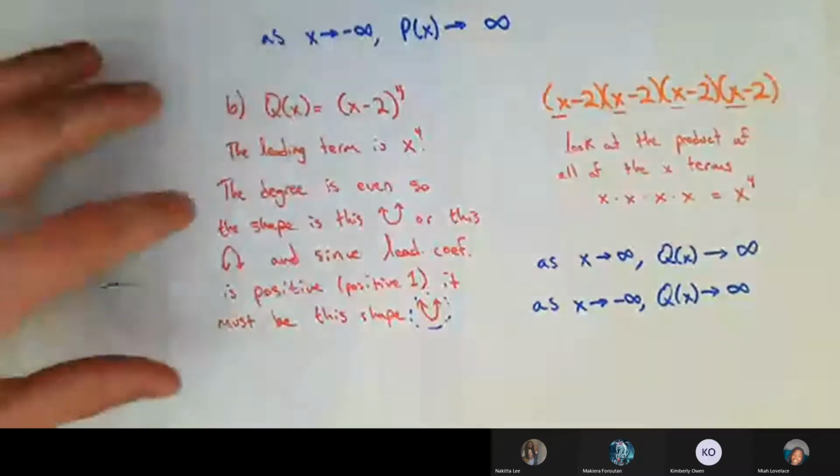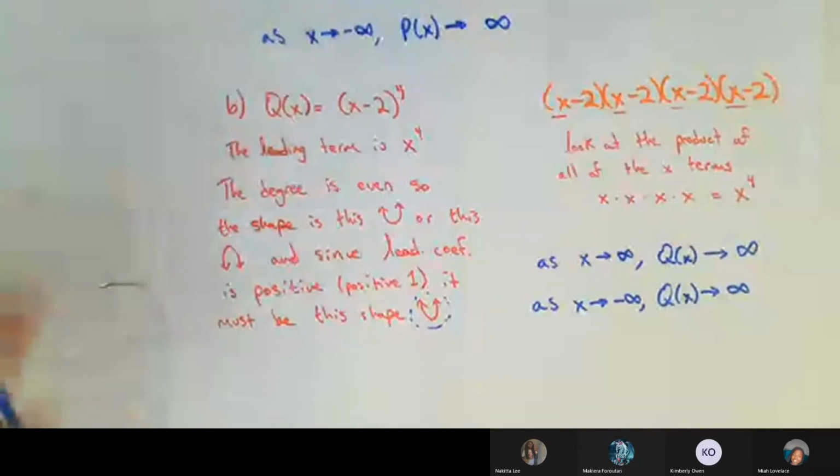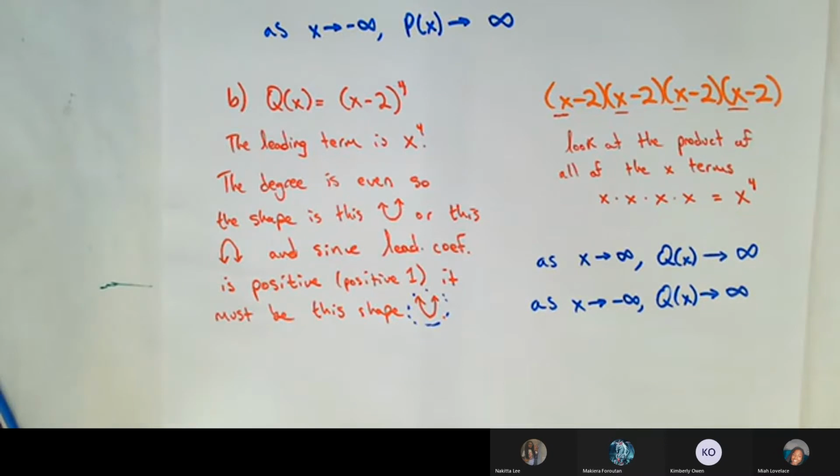Well, I'll leave that there for another second in case you're writing, and then we'll look at letter C. Then I think I'm going to add part D to this example. I pulled this example from the text. I think I'm going to add a part D to it. But first, let's do part C.